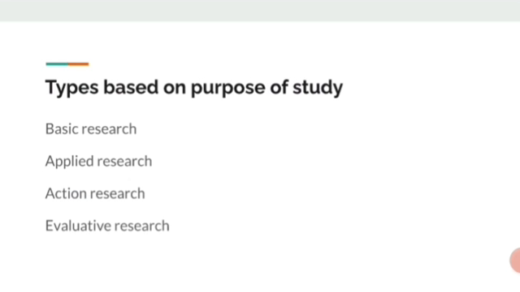Types based on the purpose of study. The research is actually broadly classified into types based on the purpose of study and types based on methodology. So, based on the purpose of study, the research is classified as basic research, applied research, action research, and evaluative research.